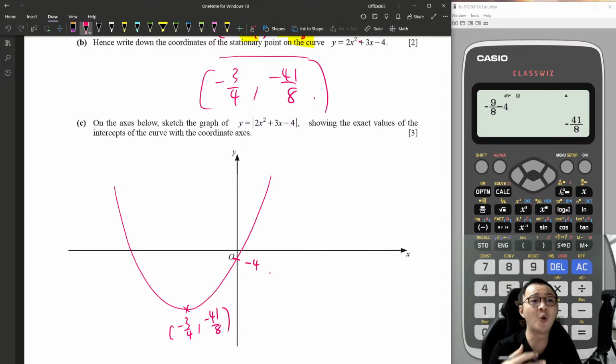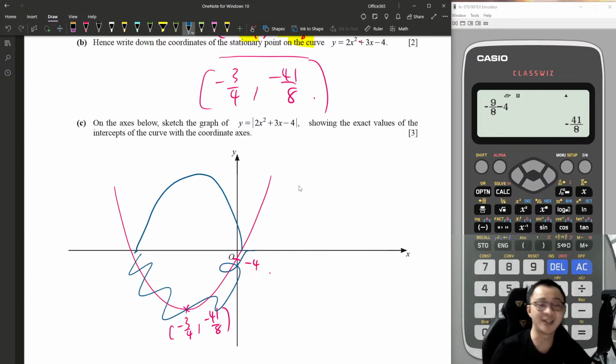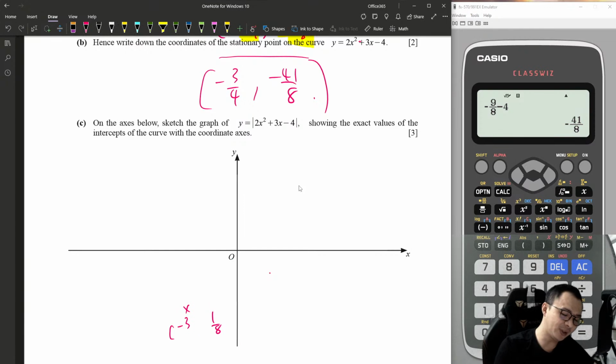Okay, this is the whole idea of the graph without modulus. So if this one has the modulus, whatever is below the x-axis is going to do a reflection, isn't it? So you're going to reflect something like this. If you get the idea, then the bottom part I will just get rid of it. So the whole thing will become like this.